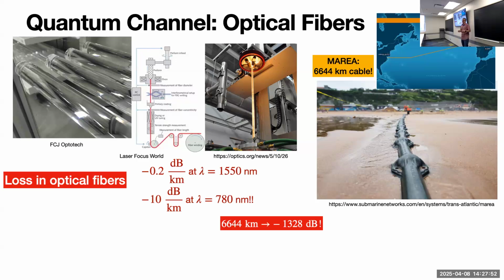And I should say that's only a particular wavelength, the telecom wavelength. It's much worse at the wavelength that I'm used to working with, 780, 795, where it's as much as 10 decibels per kilometer. But at 0.2 decibels per kilometer, 10 to the minus 0.02 is the transmission there, which goes to just shy of 96% of the light getting through for every kilometer.